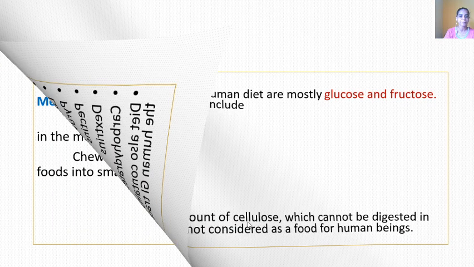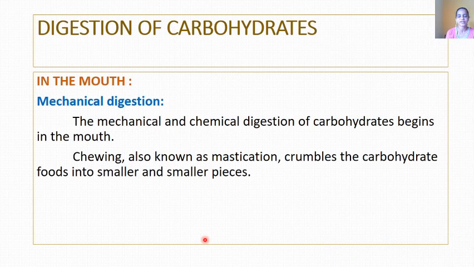Now let's go on to our actual topic of discussion, that is digestion of carbohydrates. Now before going to the carbohydrates, let's see what is digestion. Digestion is a process of breaking down large molecules into smaller ones. There are two types of digestion: mechanical and chemical. Mechanical digestion means physical breakdown. A larger molecule or a larger bite is broken down into smaller ones.